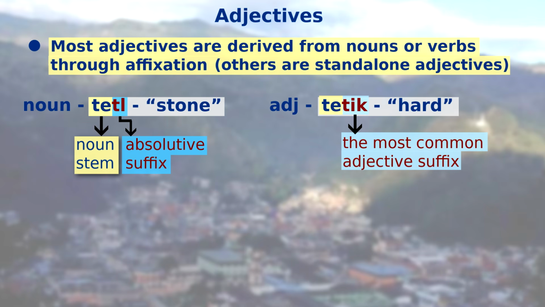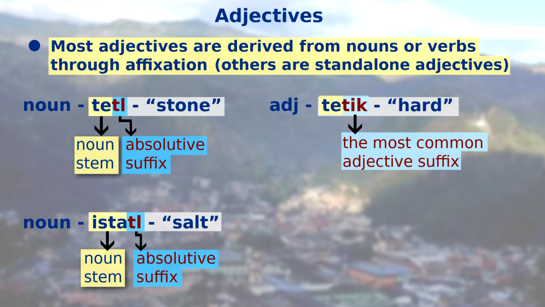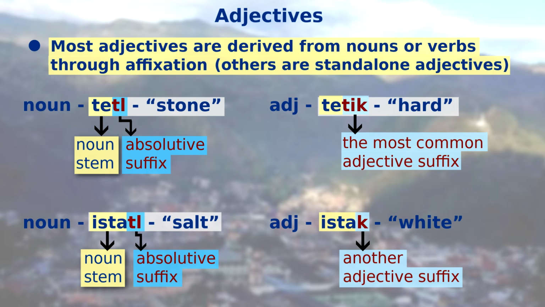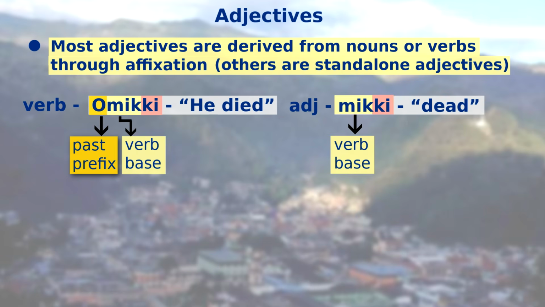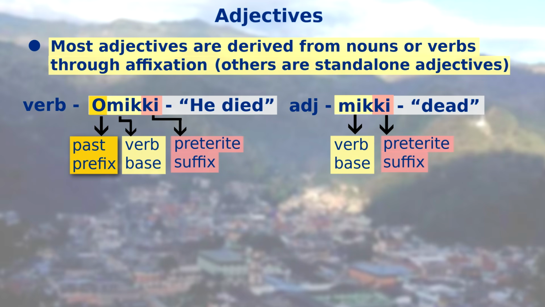Tik is the most common adjective suffix, but there are others as well. Istatl means salt, and Istak means white. K is another adjective suffix. Omiki is a verb meaning he died. Miki means dead. Ki is a past tense suffix, but when used at the end of an adjective, it's like a past participle. In other words, with a passive meaning.